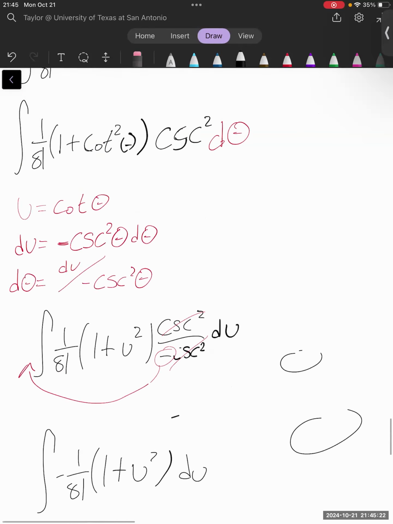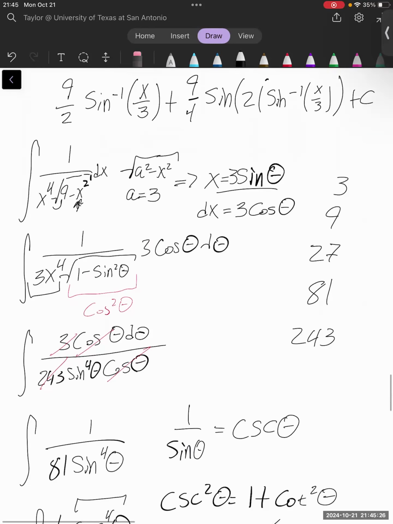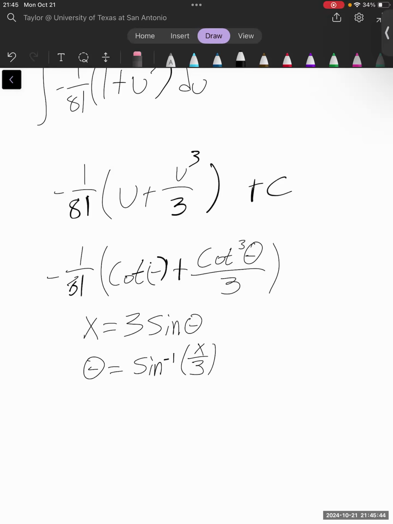Now we need to solve for theta, going all the way back up here. We're going to solve it the same way we did the other time. I'm going to bring this down. If x equals 3 sine theta, then theta equals sine inverse of x over 3.